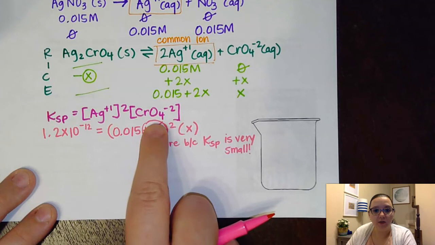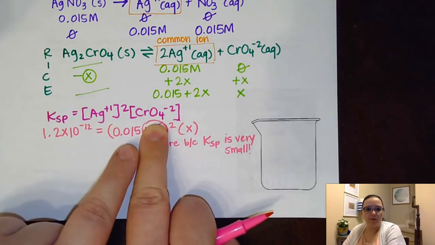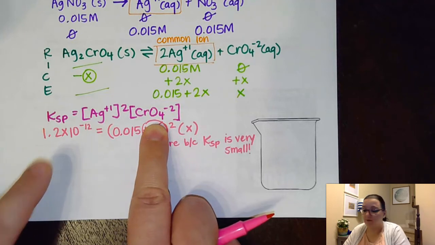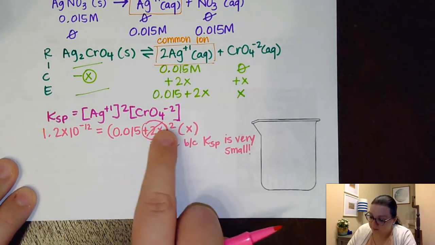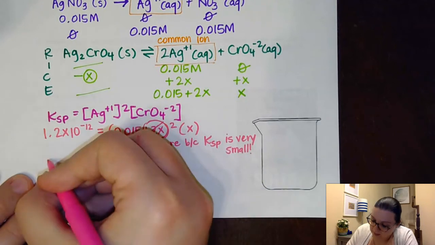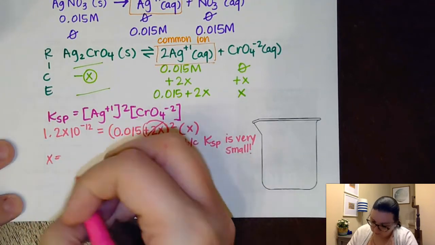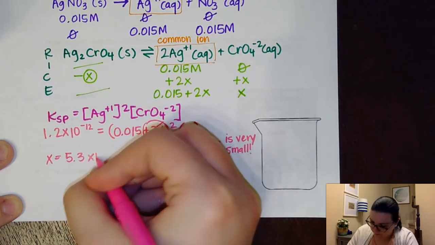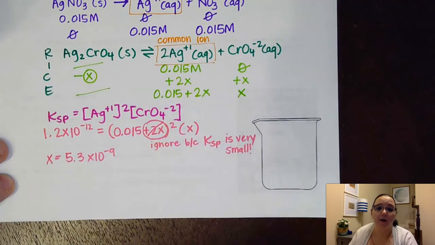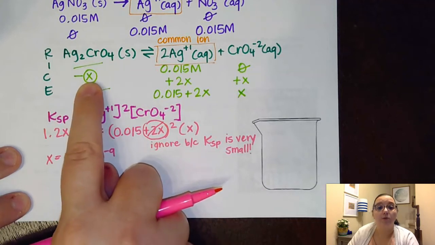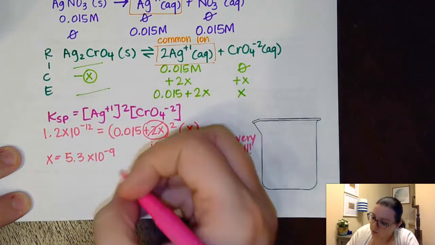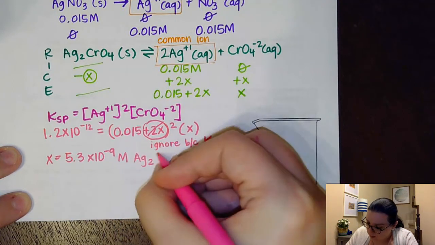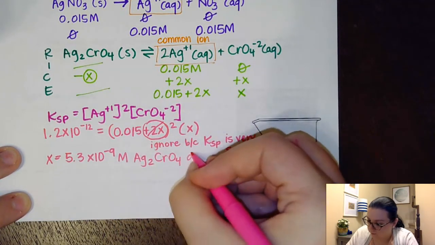Now, obviously that simplifies our math quite a bit here. In eliminating the 2x, that means I have 0.015 squared times x. So I would divide both sides by the 0.015 squared. And when I divide over the 0.015 squared, that gets an x value of 5.3 times 10 to the negative ninth. And again, if I think about what I was trying to solve, molar solubility, the x, so therefore, this is the molarity of the Ag2CrO4 that would dissolve.